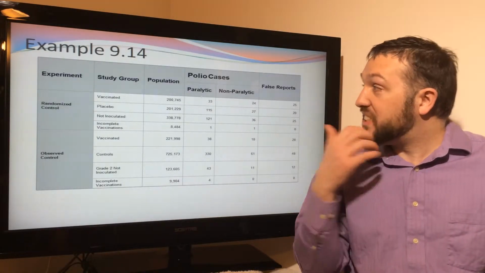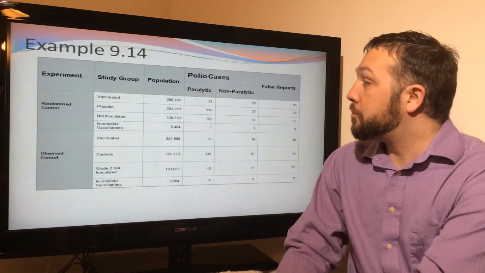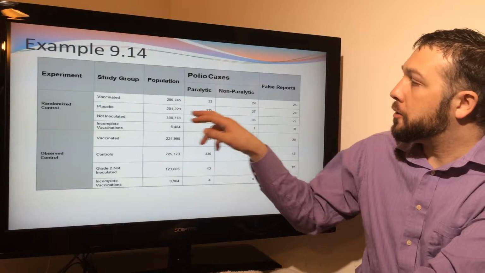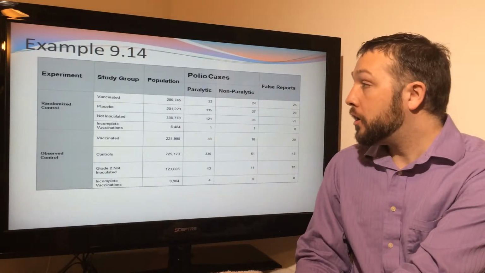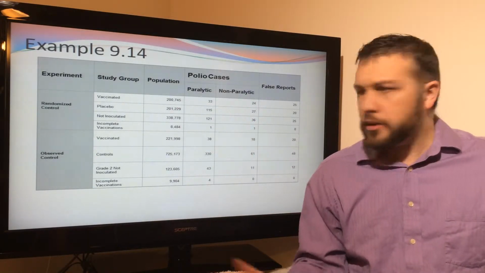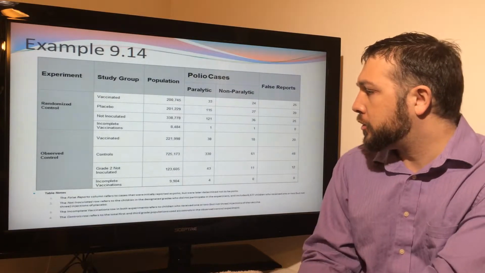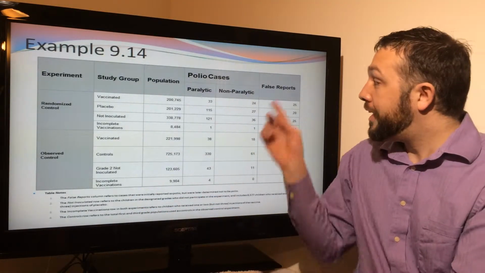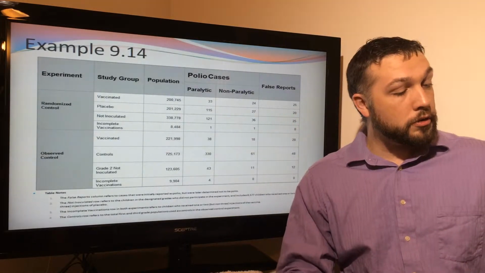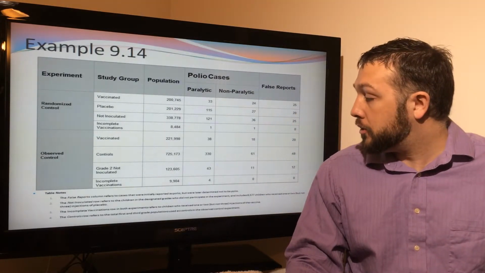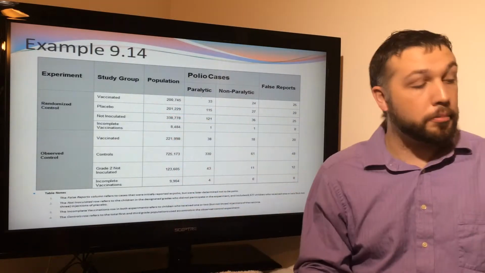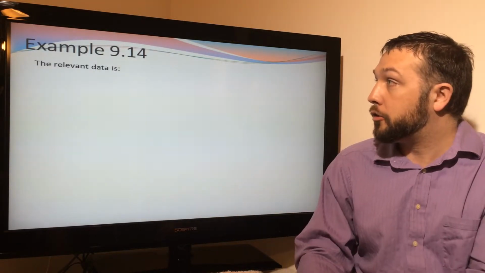This is actual data from when the study was done back in the 50s, and the numbers we're looking at are the top 4 here for paralytic polio. We have all these other numbers, and if you're really interested in the data, feel free to look. There are some footnotes that guide us into what happened. As you can see, false reports were also included in the study, so everything is fully explained there. But we're going to focus on just this small part and do a hypothesis test for it.